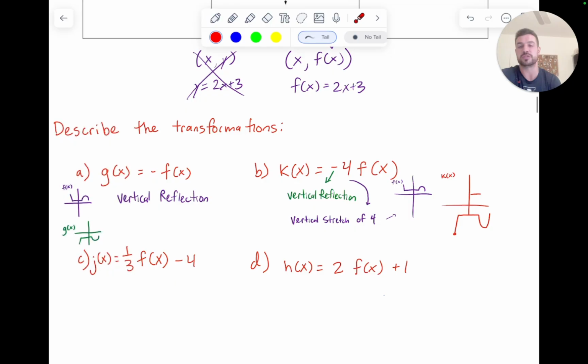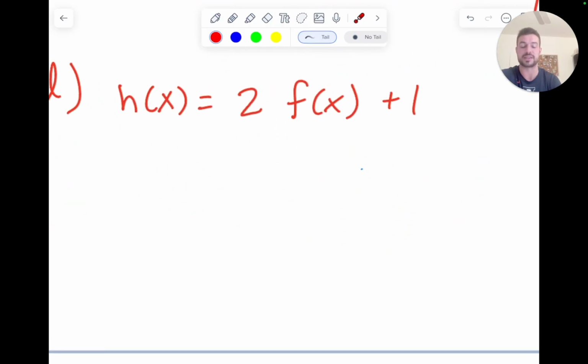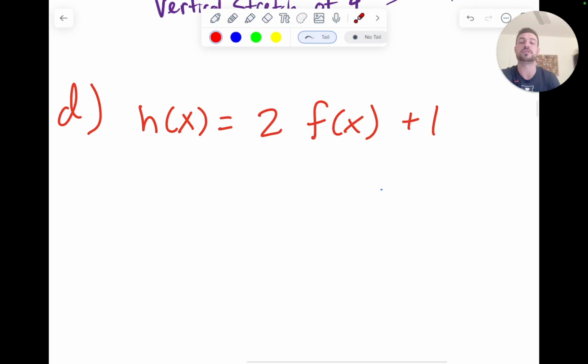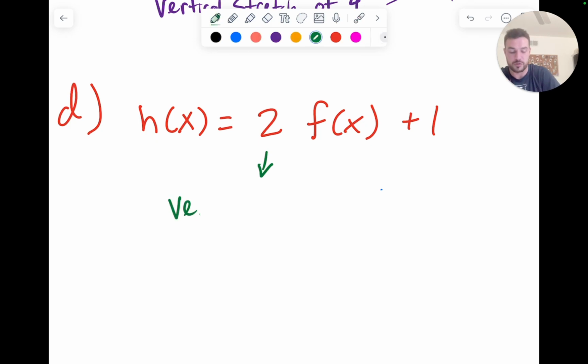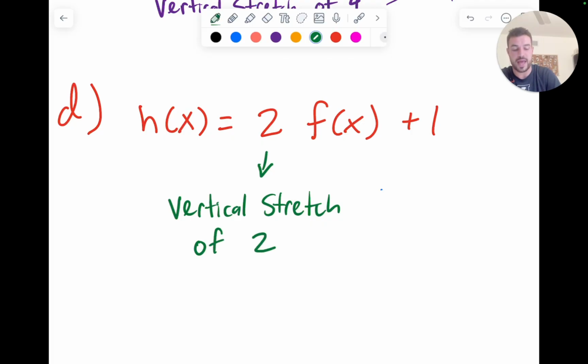So all of these rules are still going to be the same. We've got something like this, h of x. All this means is, first of all, we have multiplication in front. And as we talked about before, if you multiply your output values, it is a stretch. So this is an example of a vertical stretch of 2. But then we are also then adding a 1 at the end.